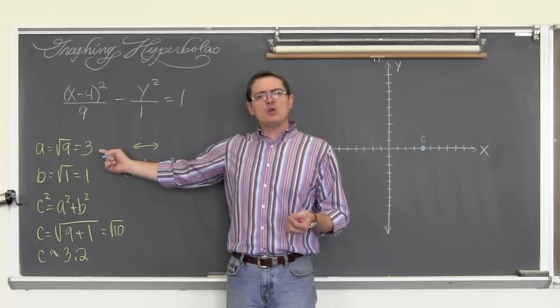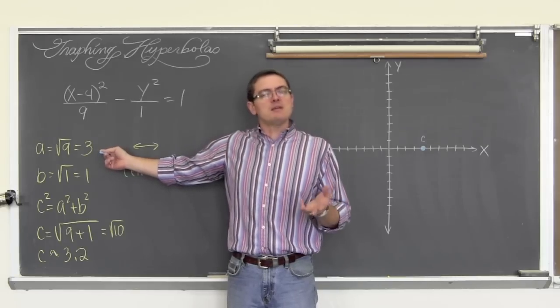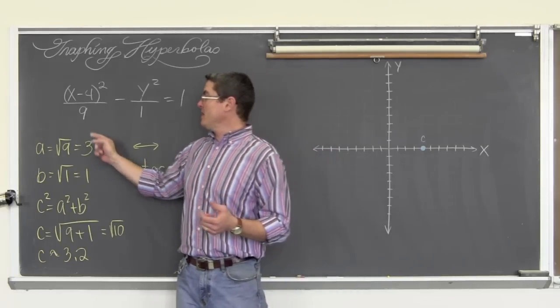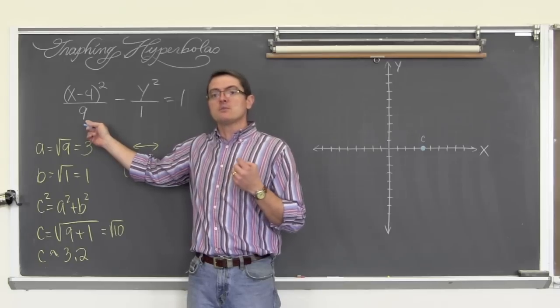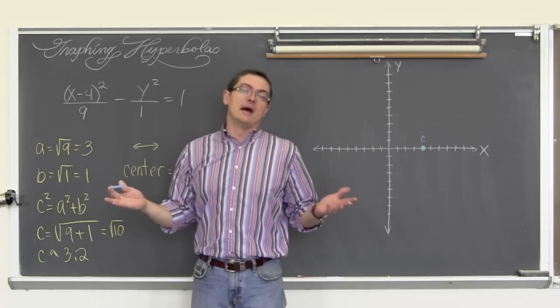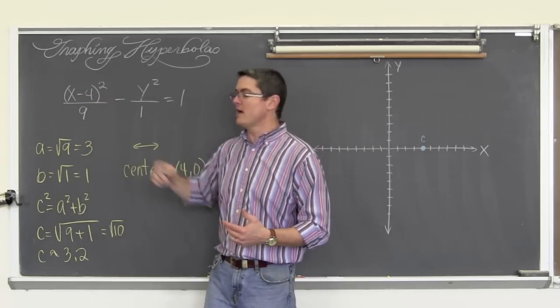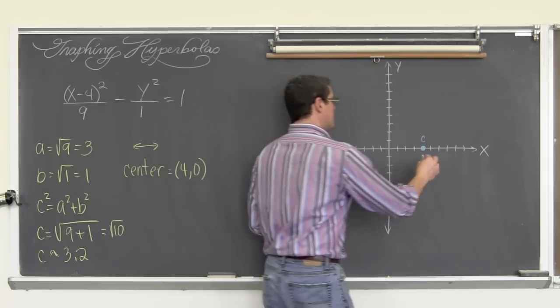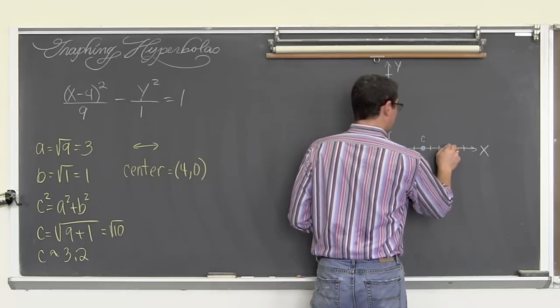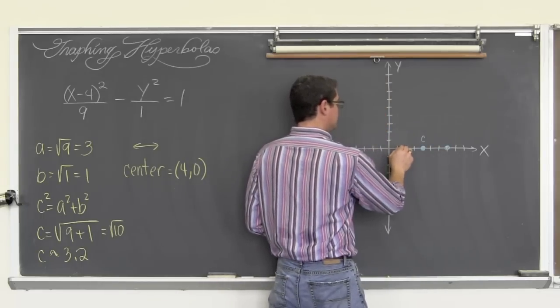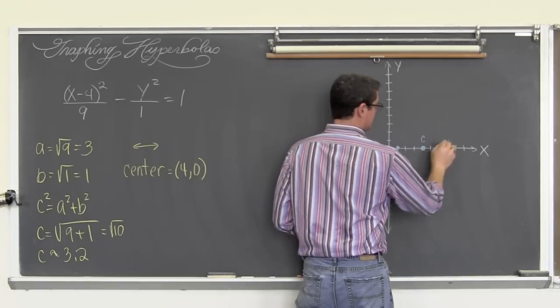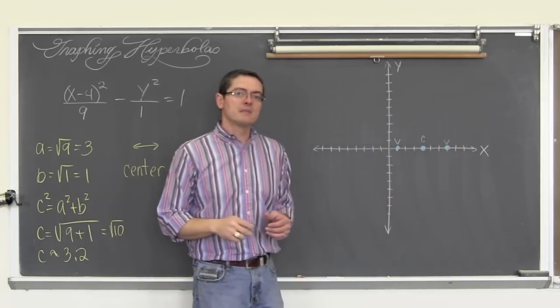And the A value of 3, what are we going to do with the 3? The same thing we did with ellipses. The 3 came from square rooting the denominator that was underneath the x. X is a horizontal axis, so thus we're going to go left and right 3 units. So left 3 and right 3. And that's going to give us our vertices.